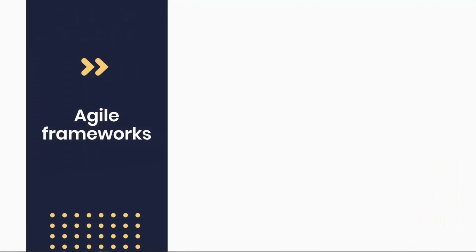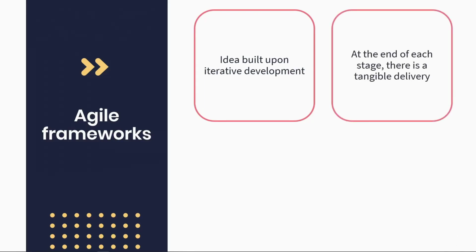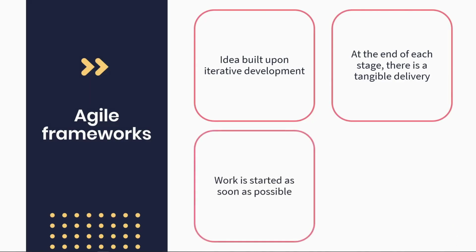The idea of agile software development methodologies is built upon iterative development. One thing that is common among all these development methods is that at the end of each stage, there is a tangible delivery. It is also imperative to start work as soon as possible and to deliver a working product even if it's not 100% perfect.